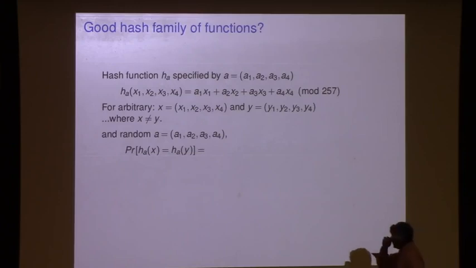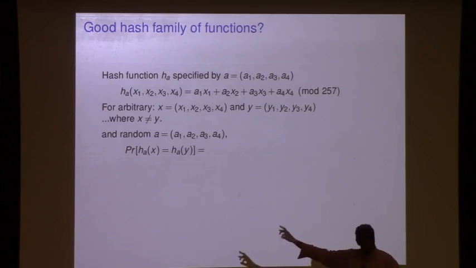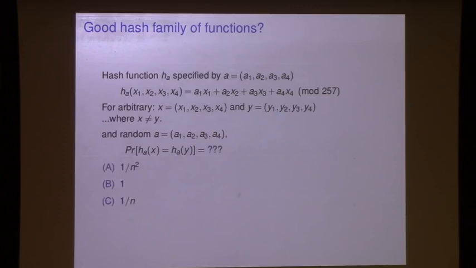There's this funny intervening thing where we pick a random a. We're saying x and y can be anything. They can be worst case. Any adversary can choose x and y. And now we want to argue that after they choose x and y, when we pick a random hash function, the probability of x and y colliding is small. So what do you think it is?